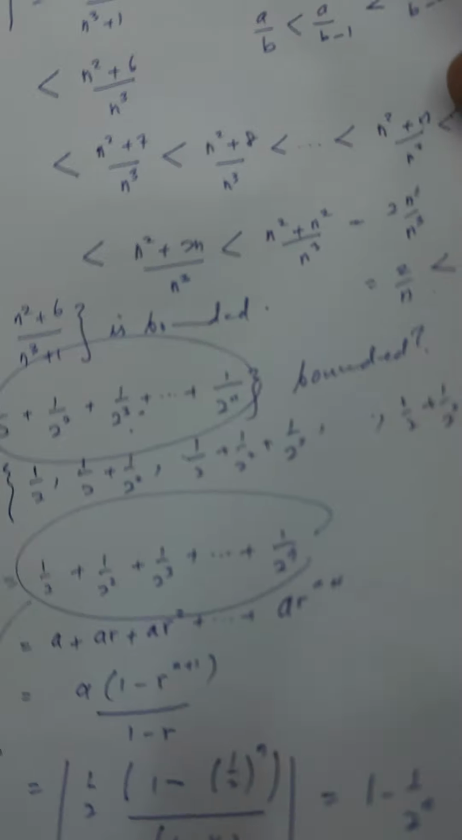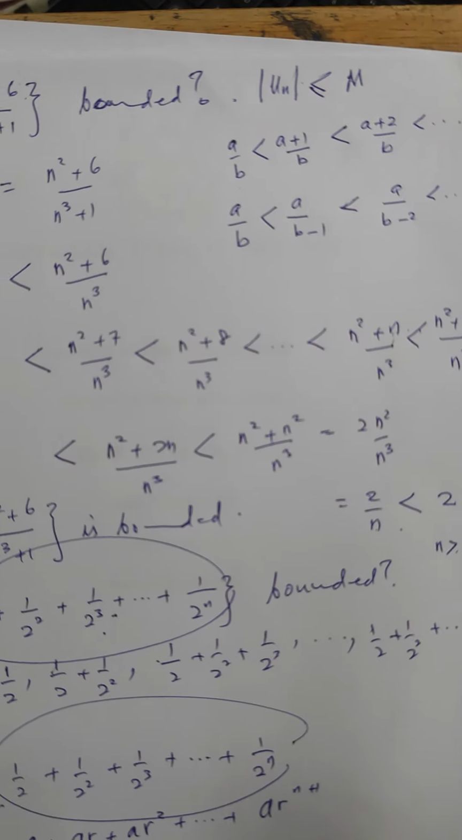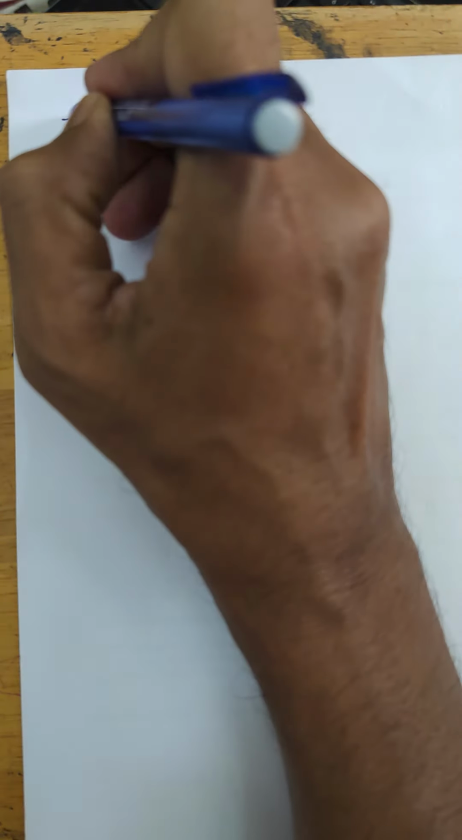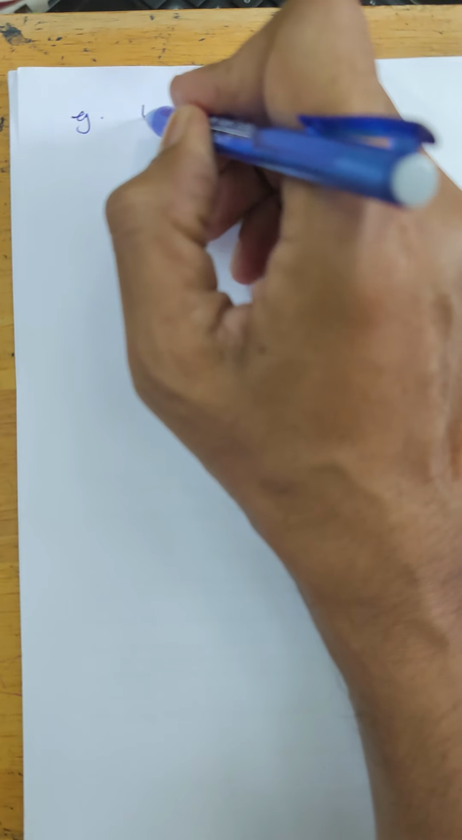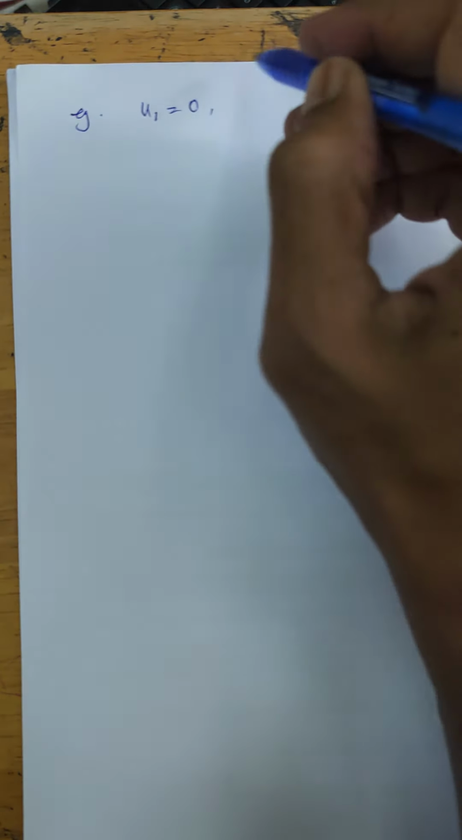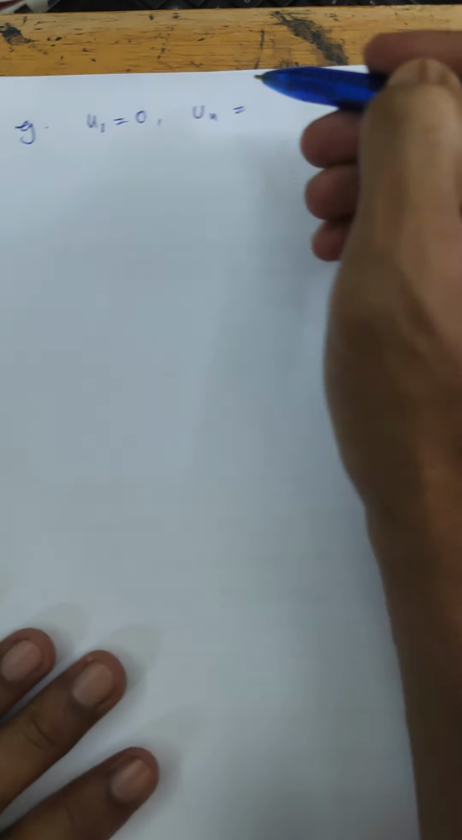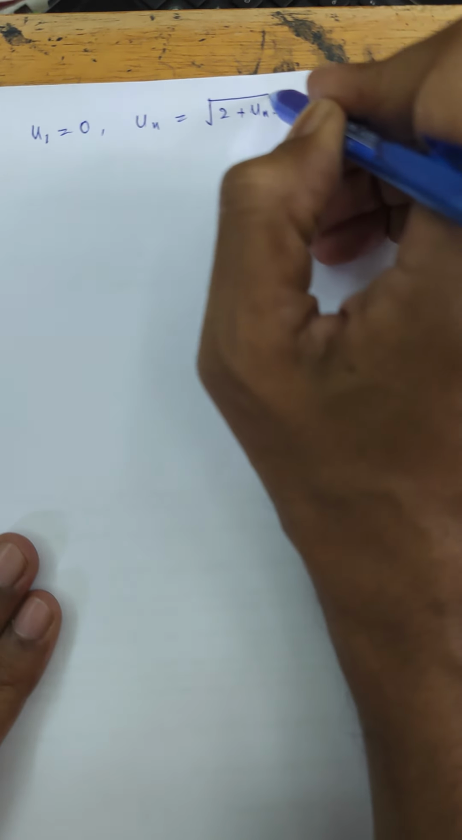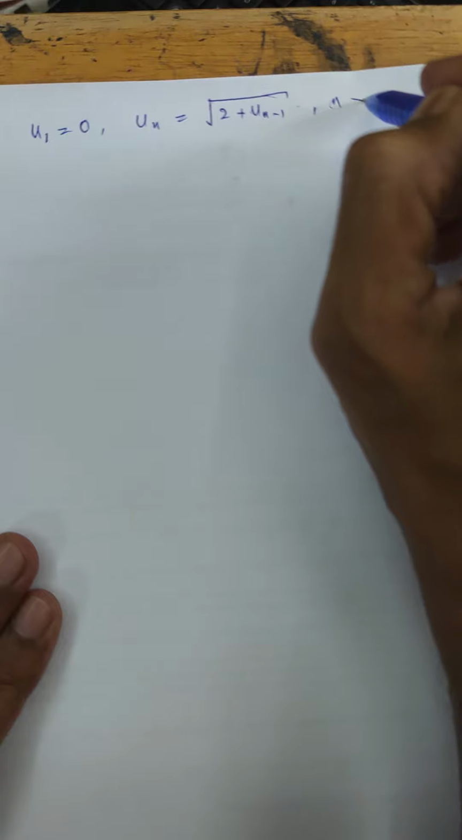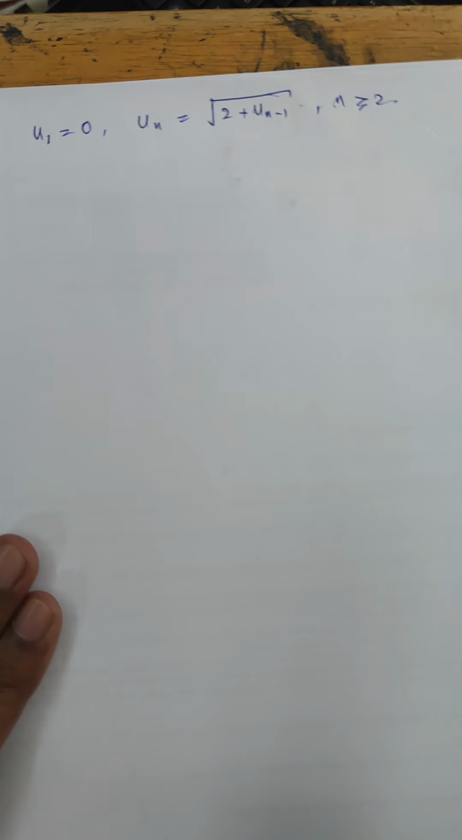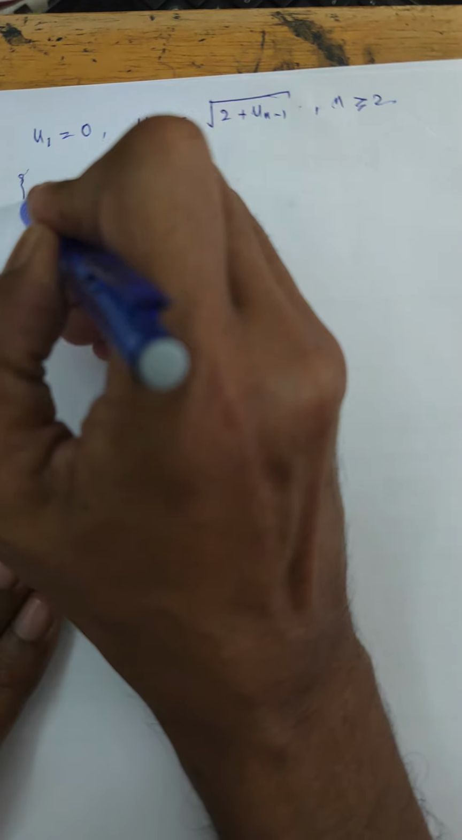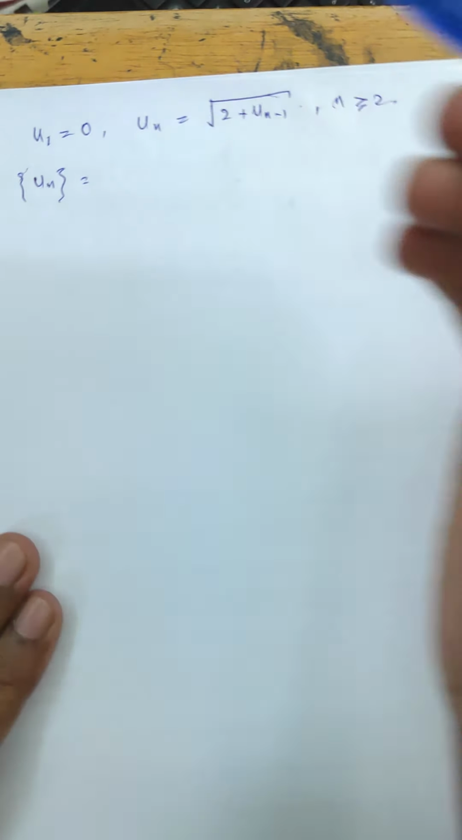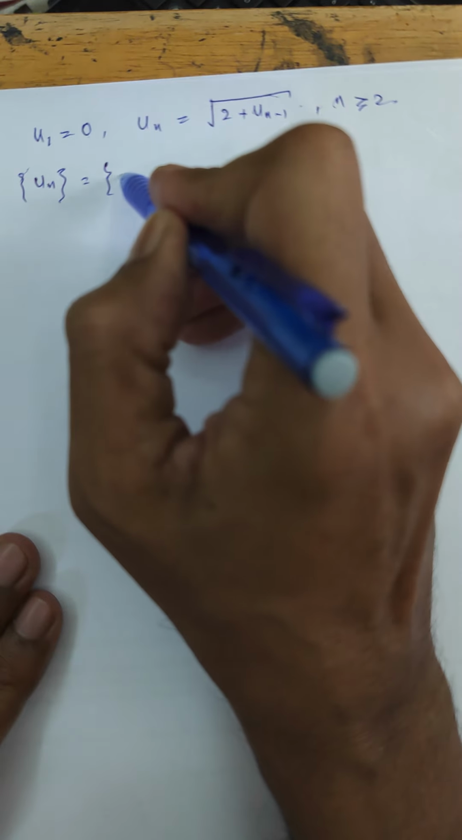Okay. What about a sequence that we define iteratively? For example, if you have this sequence, u1 defined as 0 and un is given as the square root of 2 plus un minus 1 for n greater than or equal to 2. First thing, can you list down this sequence? List down that sequence.